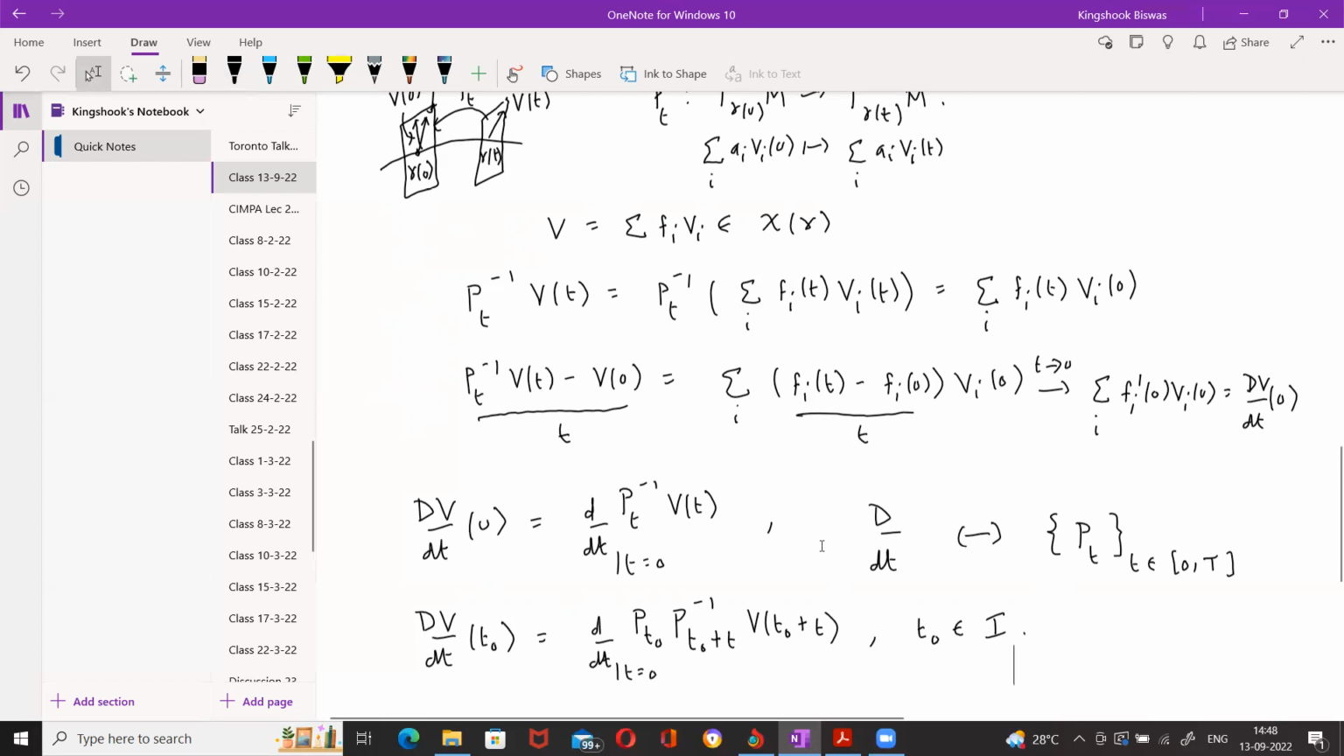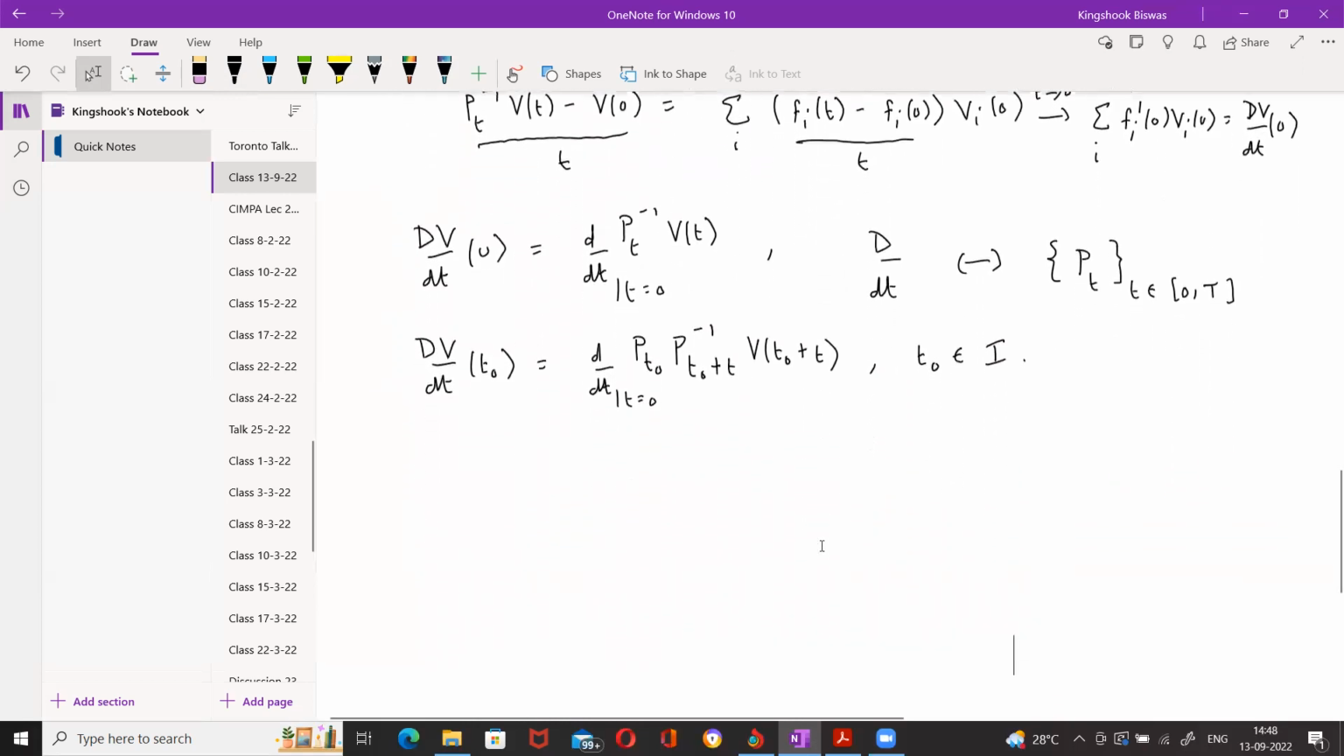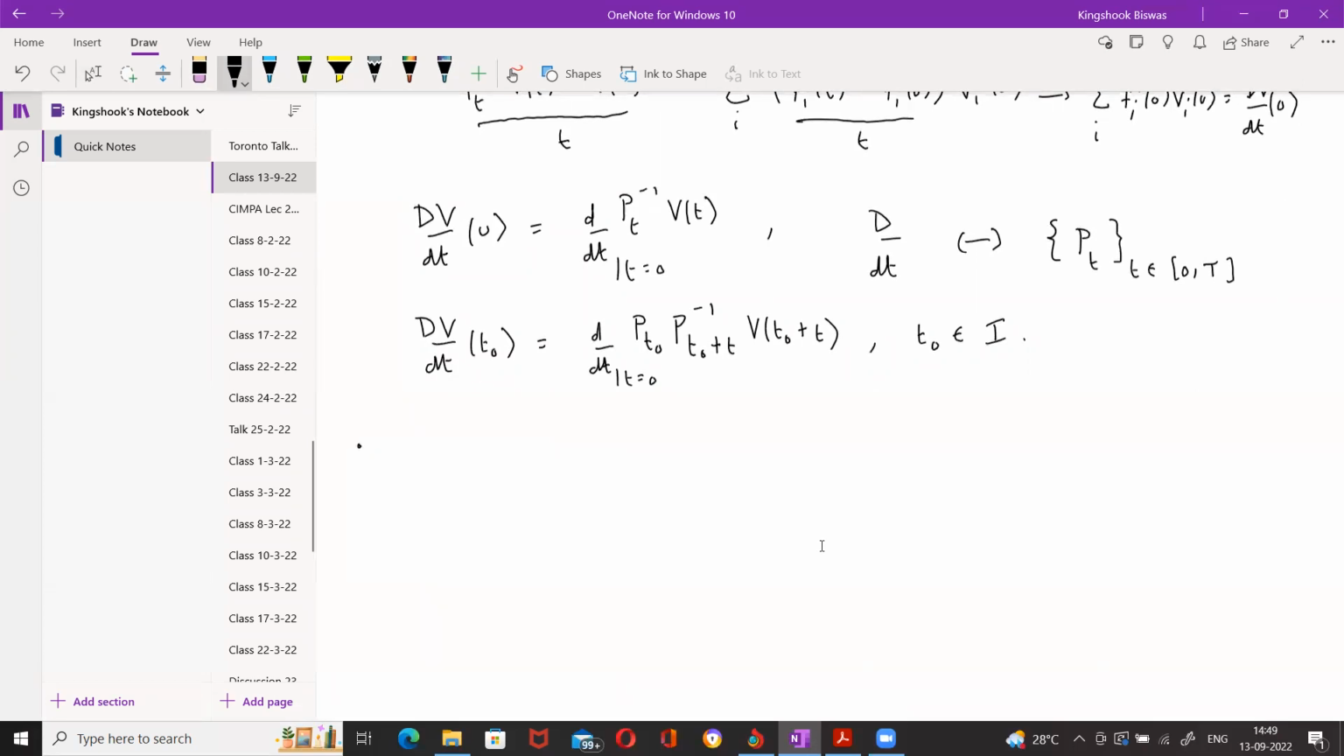Okay, and now we come to the Riemannian structure. So now suppose, as before, V_i is a parallel basis of vector fields along gamma. And suppose I have two vector fields now, V and W along gamma.